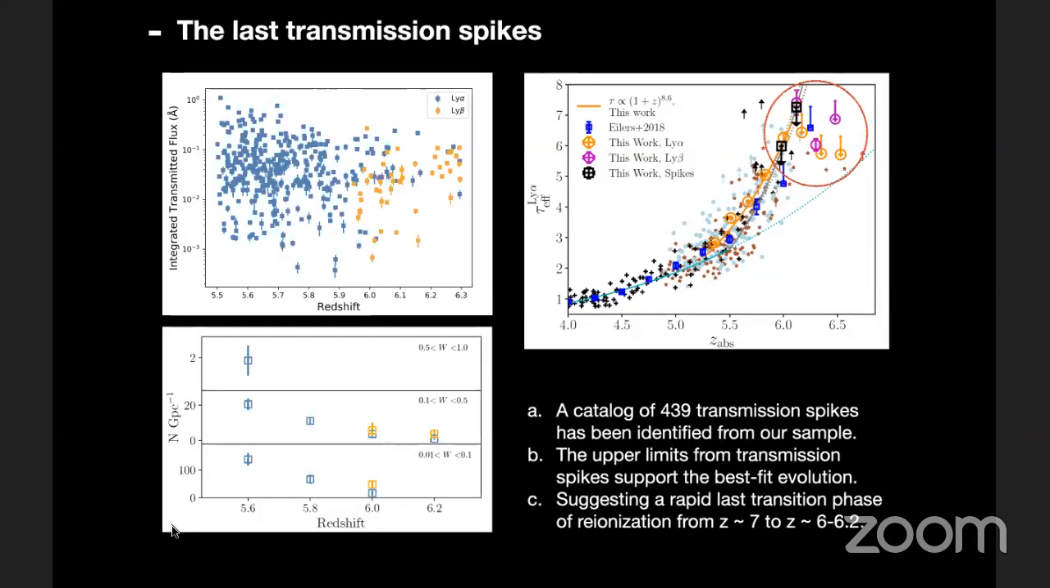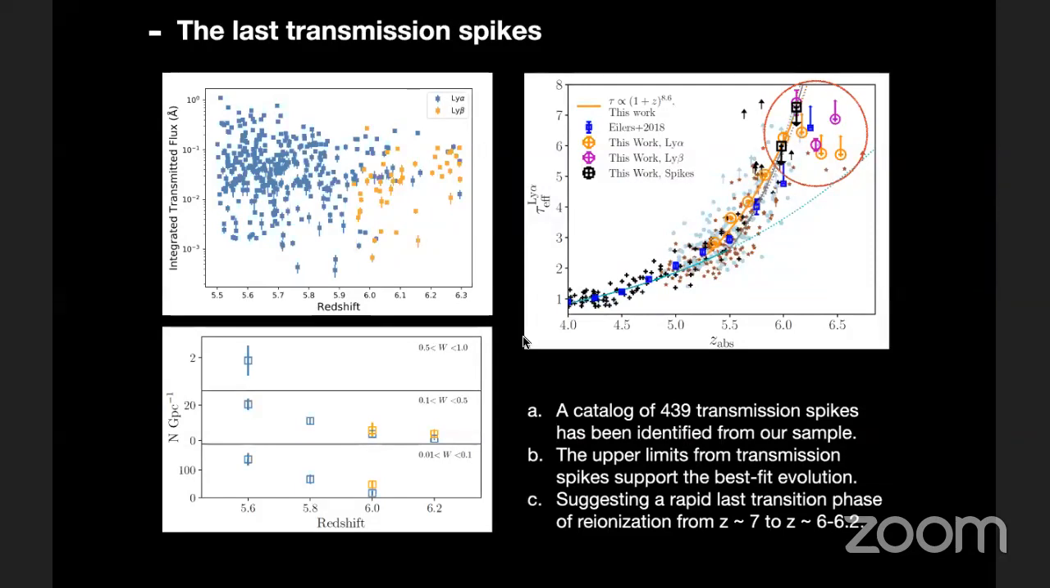And this is the bottom left one. This is the number density evolution of the transmission spikes, that's the number density along the sightline. So you can see the number density evolution over redshift, and also at different bins of transmission spike strengths. We can see the obvious rapid decline with increasing redshift, and also with increasing transmission spike strengths. So this evolution may suggest that there is a very rapid last transition phase of the reionization.